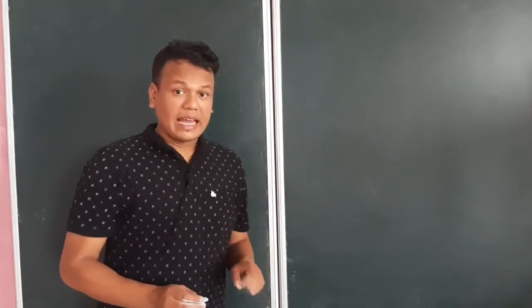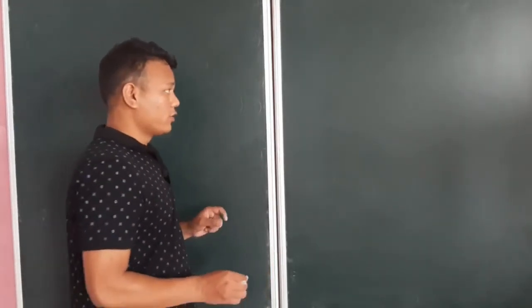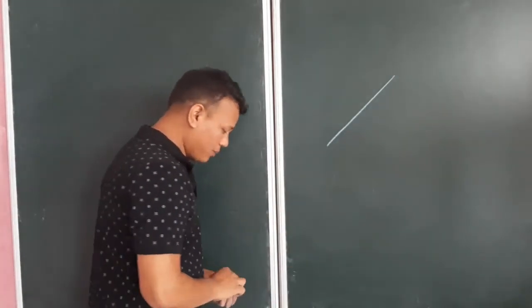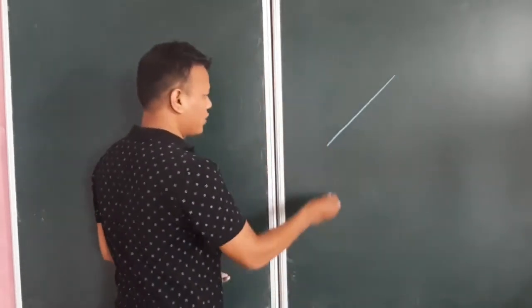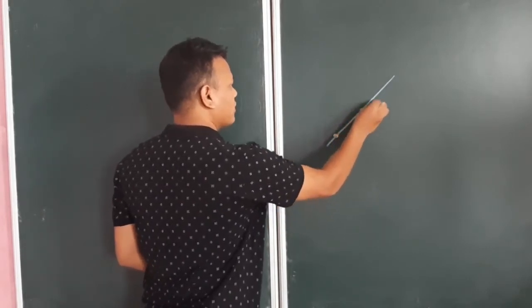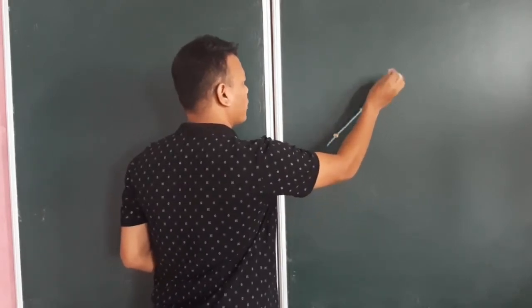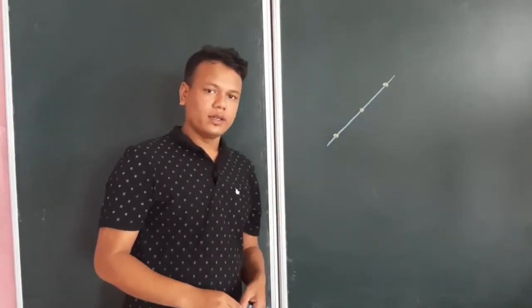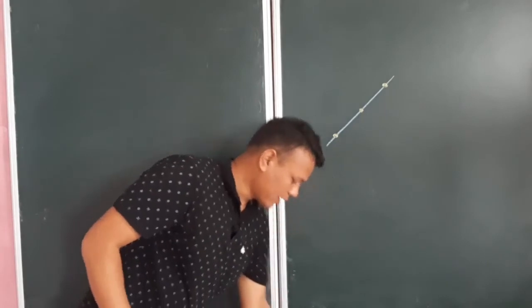Okay, now I'll give you one condition here. So there is a straight line here. Now I'm taking 3 points on this straight line. So this is one point, this is another point, this is another point. Okay, so can I say that these 3 points are collinear? Yes, definitely they are collinear.